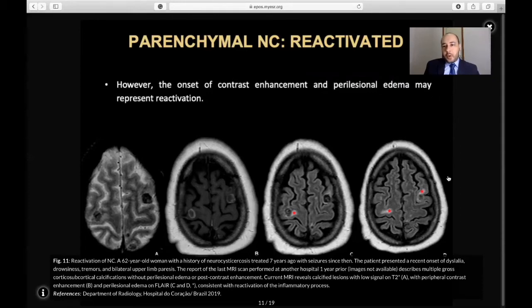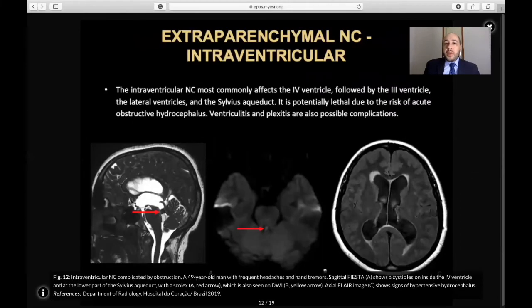the inflammatory process. The intraventricular form most commonly affects the fourth ventricle, followed by the third ventricle, the lateral ventricles, and the sylvian aqueduct. It's potentially lethal due to the risk of acute obstructive hydrocephalus. Here we see a case complicated by obstruction in a 49-year-old man with frequent headaches and hand tremors.